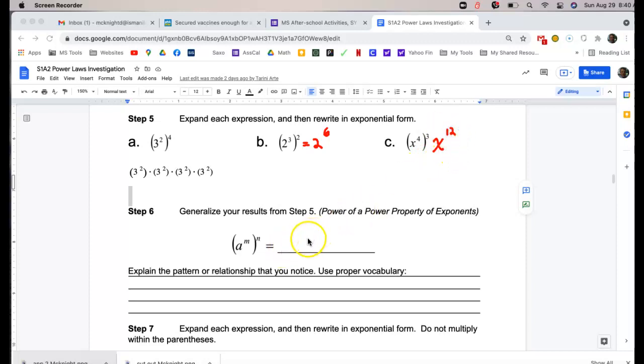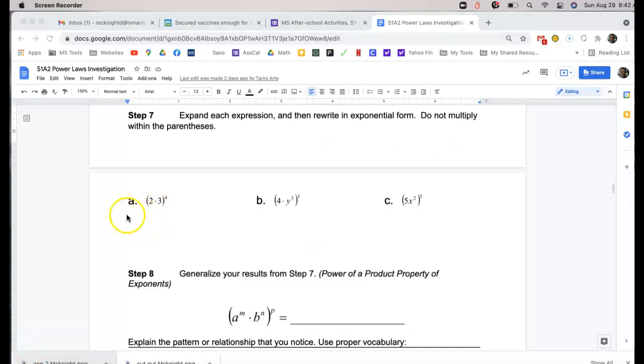So the rule here is when we have a power of a power, we multiply the exponents, right? m times n, so I can just write mn. That means m times n. So that's the relationship. When we have a power of a power, so an exponent on top of an exponent, we multiply the exponents, okay?